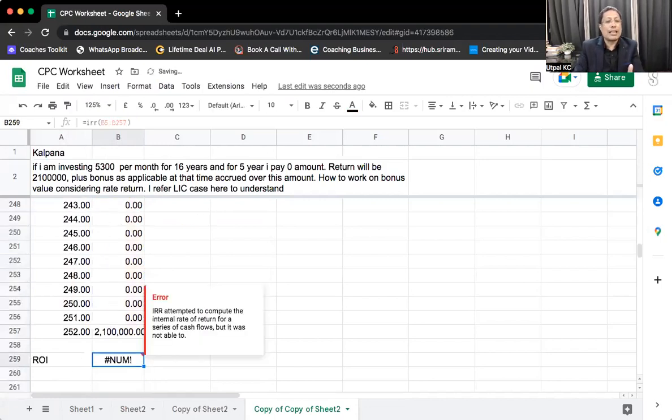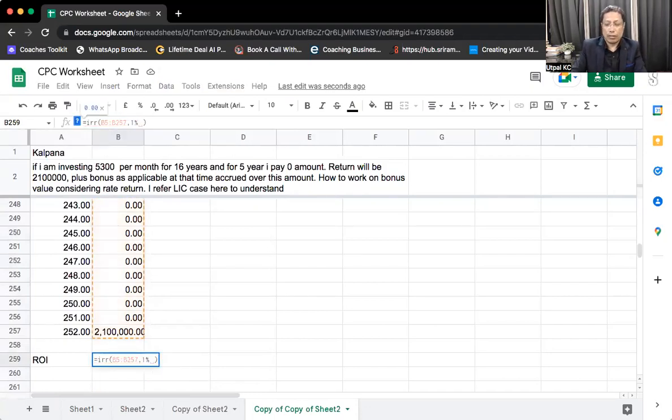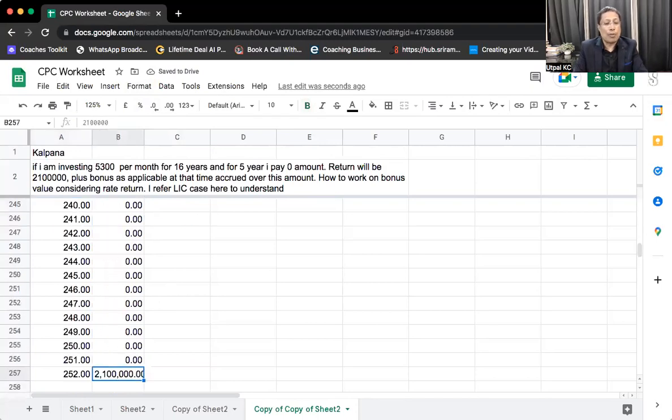Okay, if you get this number, then you give 1%, you will get the return. So you are getting 0.44% per month, because your period is month. Understood? So this period is month. So you are getting 0.44% per month.